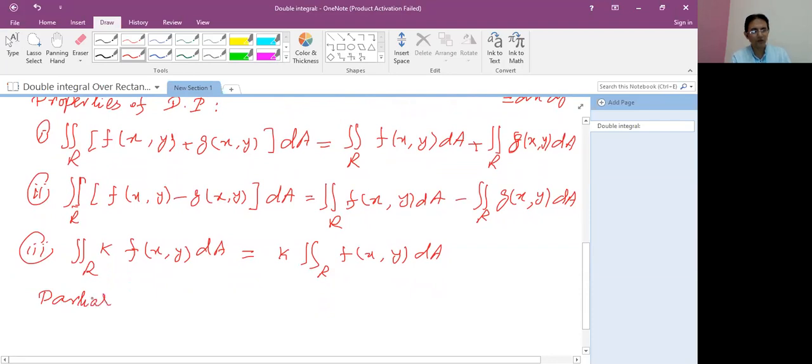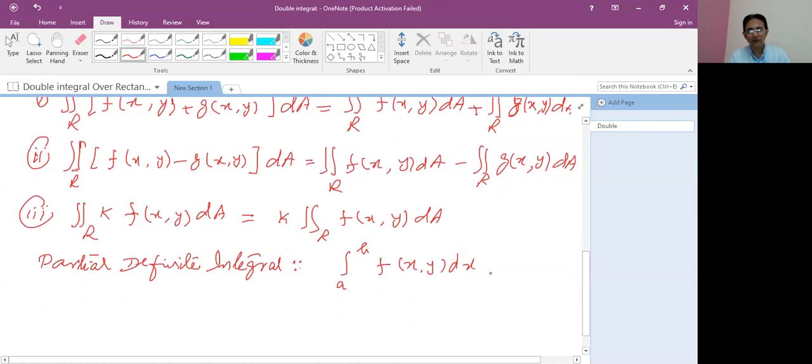It is very important for you. Student, if you find the partial definite integral in a single form, such as the integral from a to b of f of xy dx, or the integral from c to d of the given function with respect to y, this is called partial definite integral.